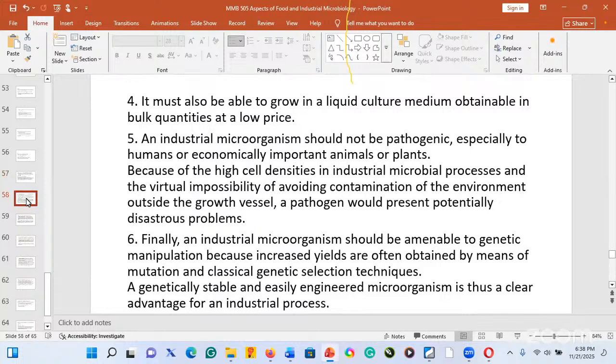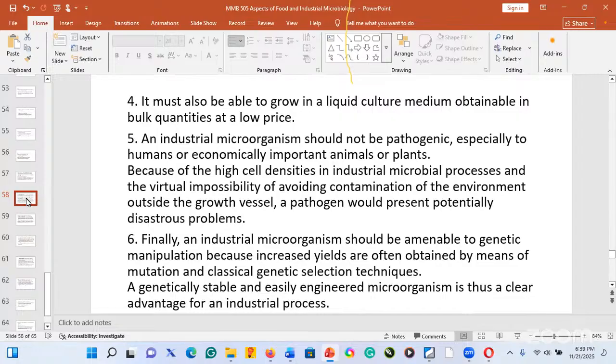Number 4, the organism will be able to grow in a liquid medium at a very cheap price. This is a liquid medium that is not expensive, and the organism will be able to grow in that. Number 5, the organism used for industrial microbiology must not be a pathogenic one, because pathogenic organisms only cause disease. It must not be infective to man or animals, because of the high number of people involved in the production. Pathogenic organisms are not used in industry.